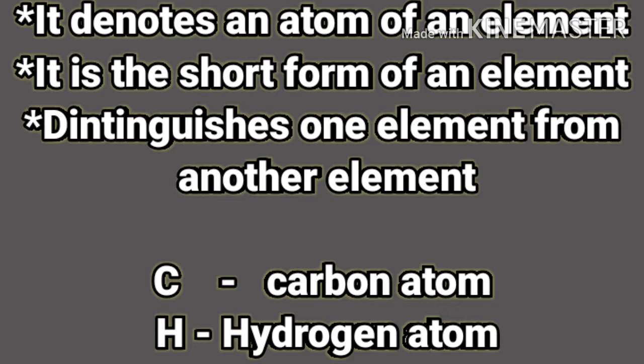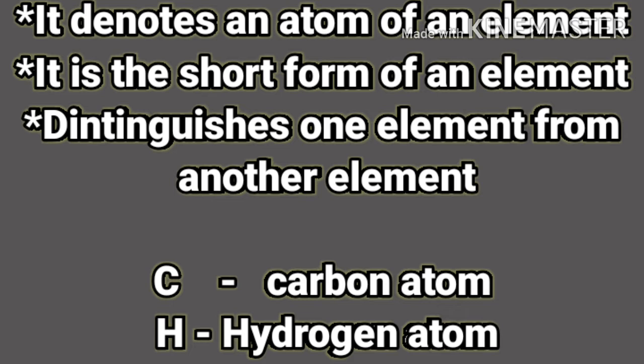Here, the symbol C denotes carbon atom and symbol H denotes hydrogen atom. It is the short form of an element. Here C is the short form of carbon atom and H is the short form of the hydrogen atom.